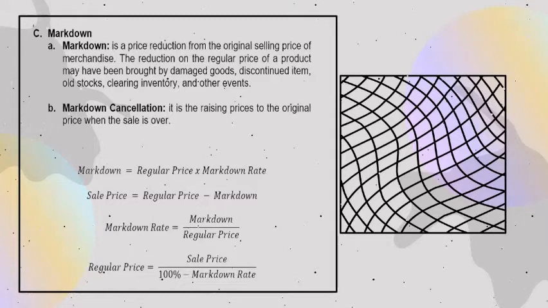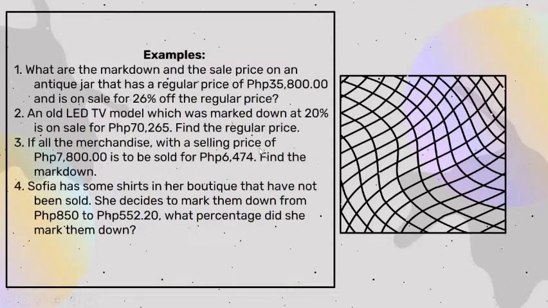So we have markdown is equal to regular price times markdown rate. Sale price is equal to regular price minus markdown. Markdown rate is equal to markdown over regular price. Regular price is equal to sale price over 100% minus the markdown rate. Let's have examples for this to better understand.